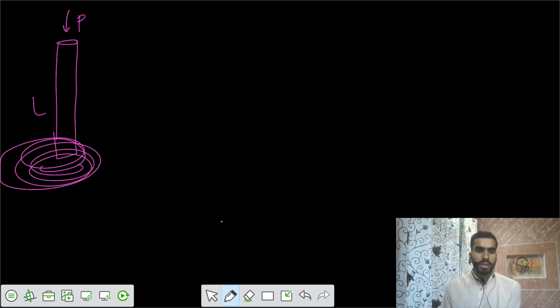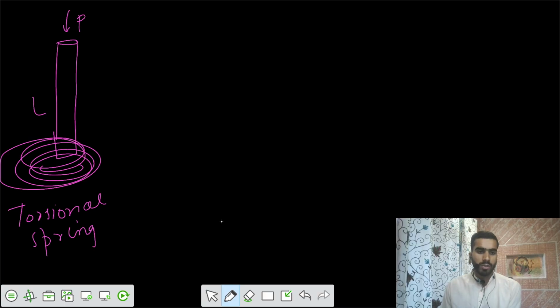Let's take one more problem. Let's take the spring, that's your torsional spring. There is some column of length L. You apply a load of P, and from the bottom we have some torsional spring. We call it a torsional spring.